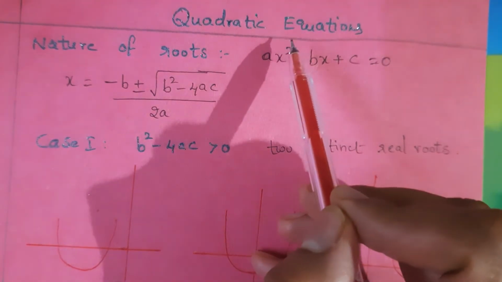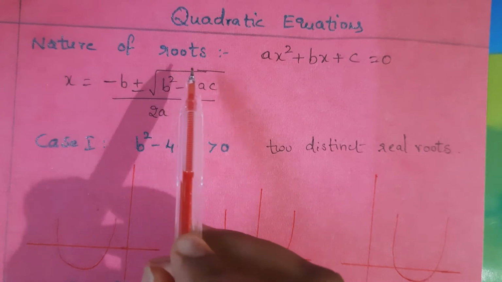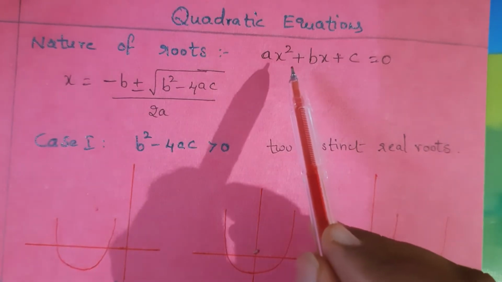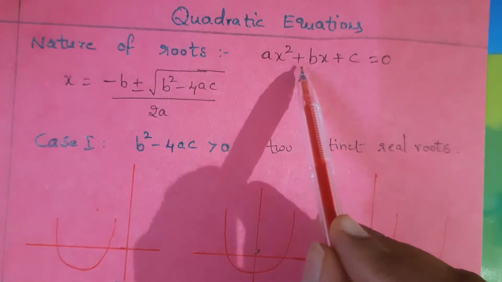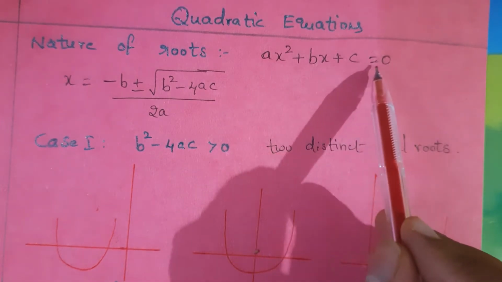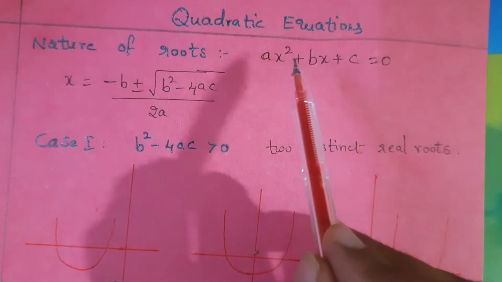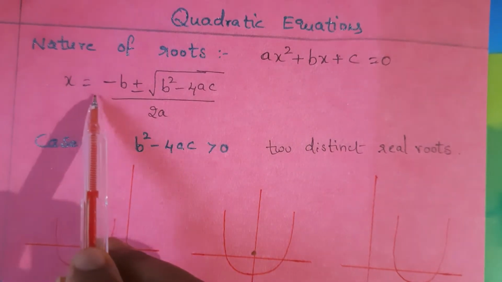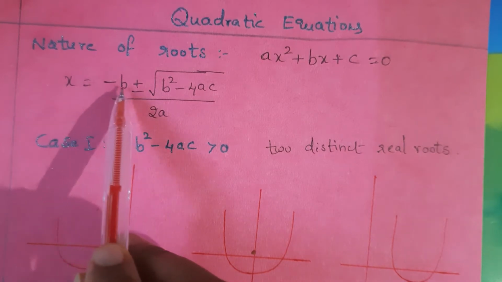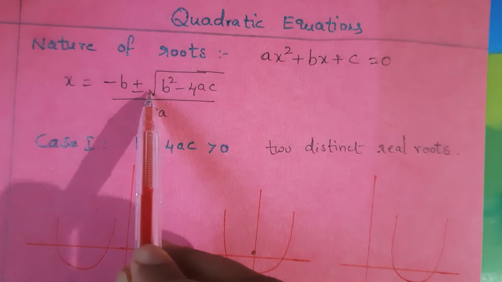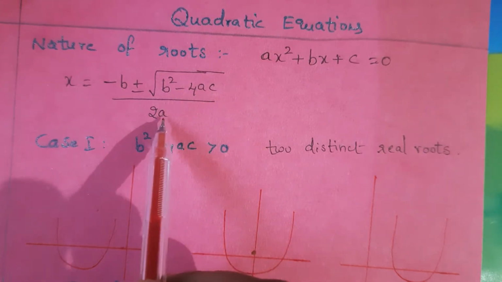Chapter: Quadratic Equations. Let us understand the nature of roots. We know the general form of the quadratic equation is ax² + bx + c = 0. For this quadratic equation, we have already seen in the earlier video that the roots are x = (-b ± √(b² - 4ac)) / 2a.